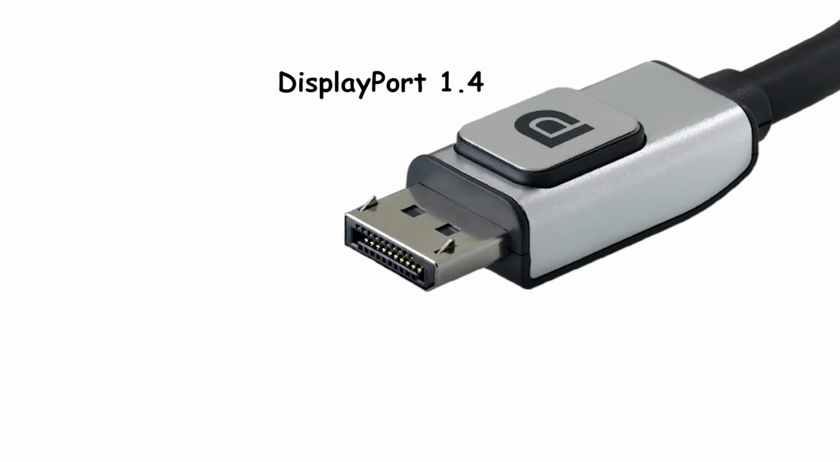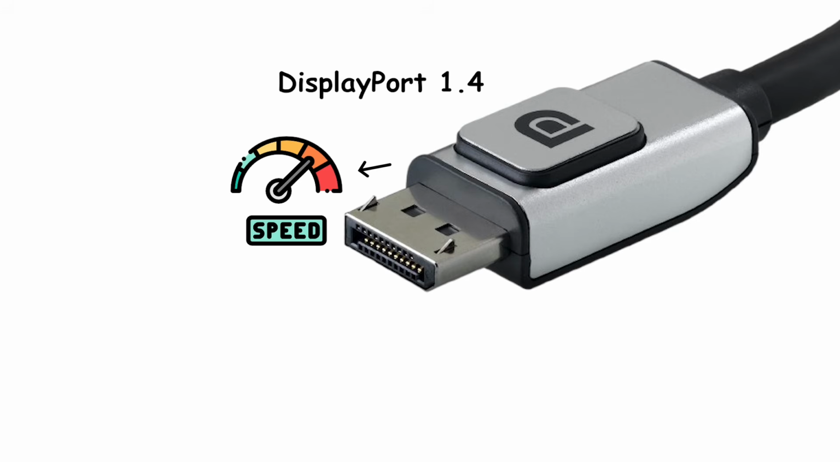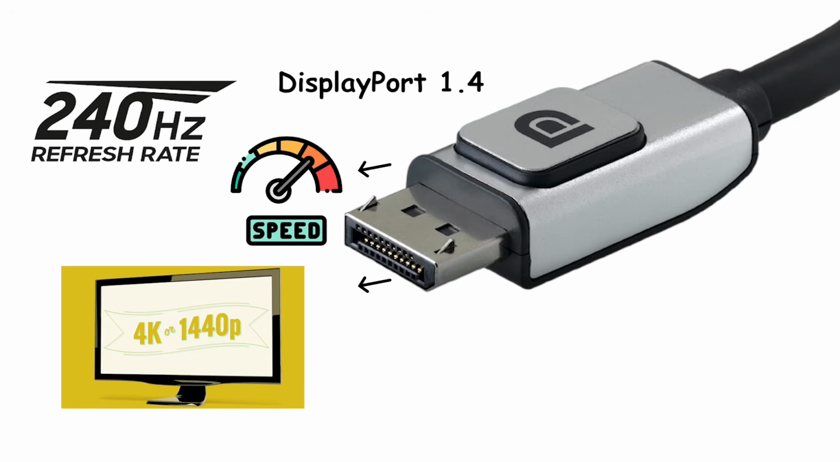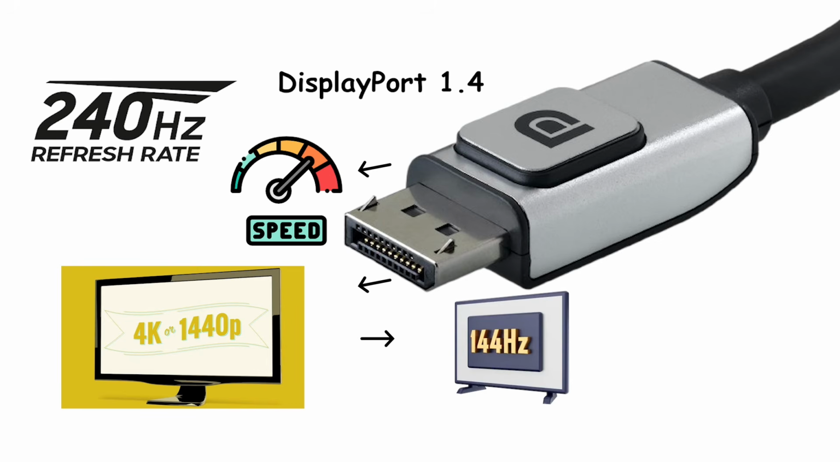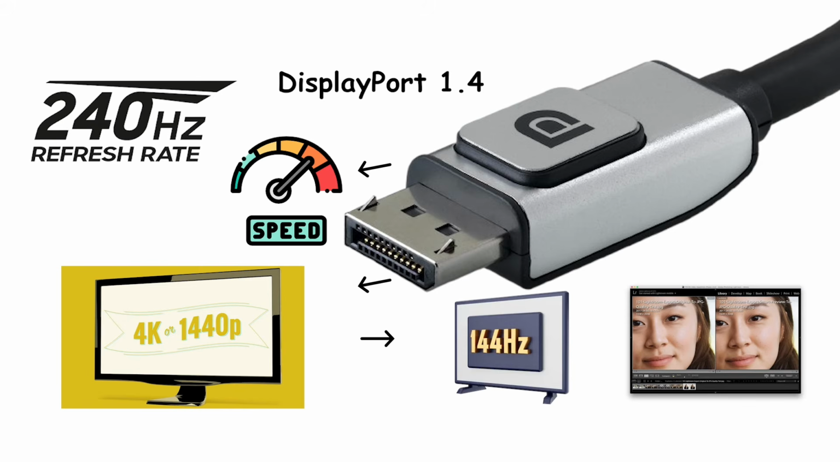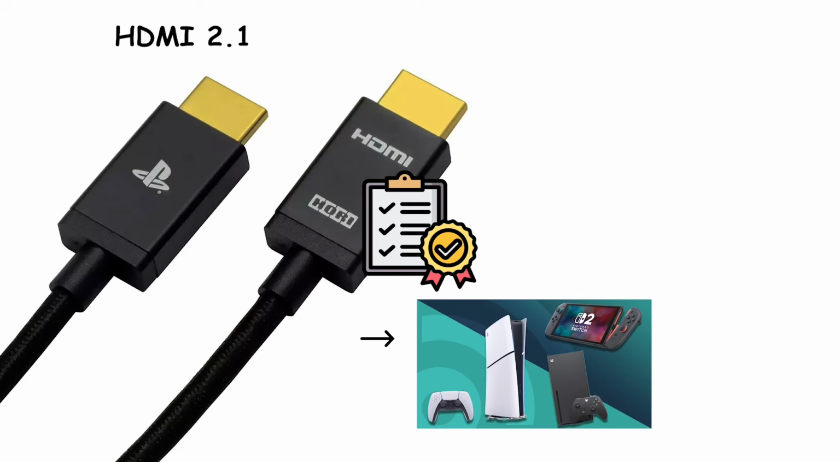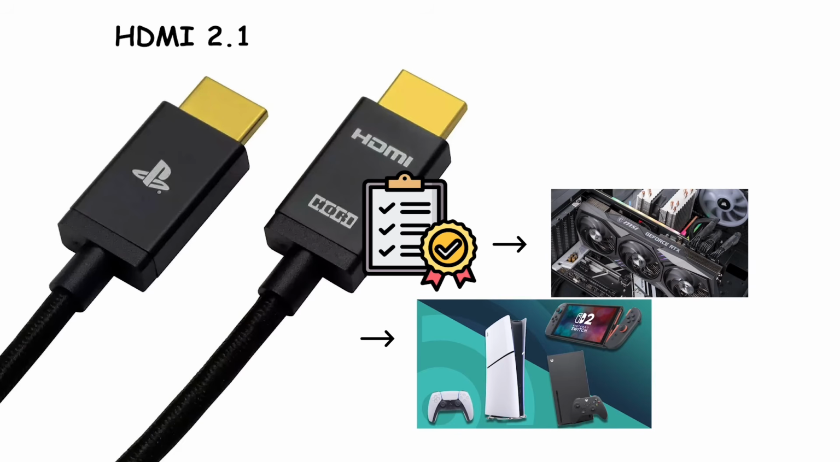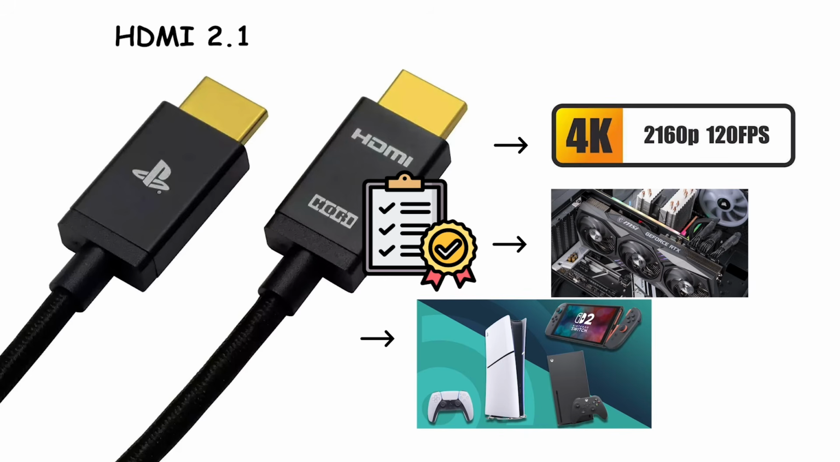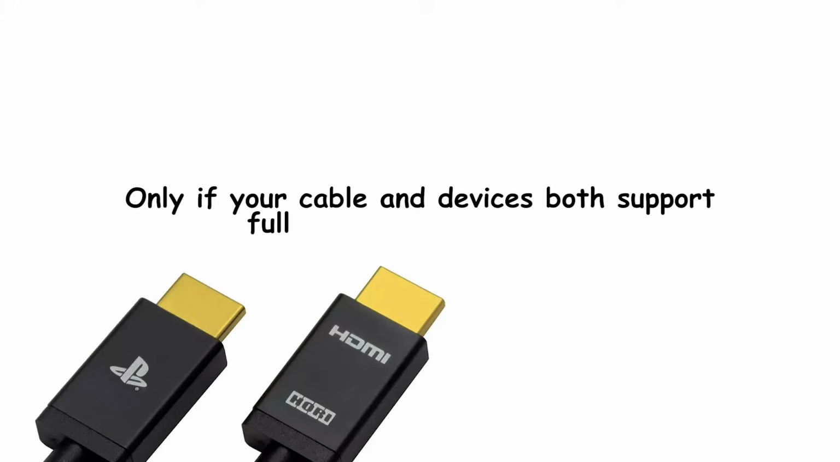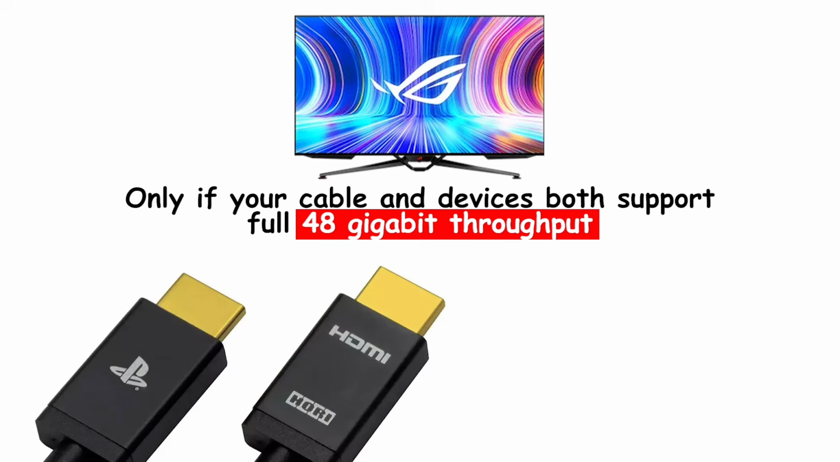DisplayPort 1.4 can still manage impressive speeds. It handles 1440p up to 240 Hz or 4K up to 144 Hz using DSC, which visually compresses data with no perceptible quality loss. HDMI 2.1, the standard found on most gaming consoles and modern GPUs, supports 4K up to 120 Hz uncompressed and can stretch to 240 Hz if compression is enabled, but only if your cable and devices both support full 48 gigabit throughput.